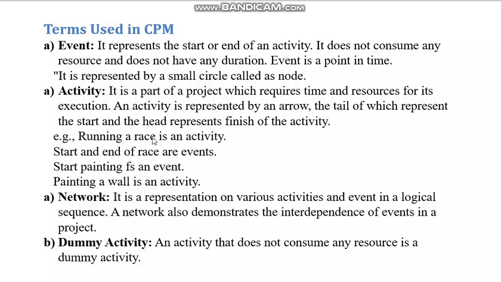Okay, so start, end, and the middle is activity. Okay, start and end of race are events. Okay, and running is the activity.